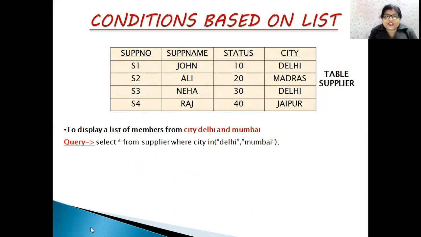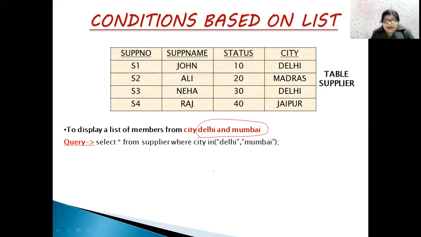Next is conditions. So what is this? Condition in, based on list. What do you mean by this? It means we have already some conditions here, we have already some type of data here. Like here, to display a list of members from city Delhi and Mumbai. They have given us Delhi and Mumbai already.